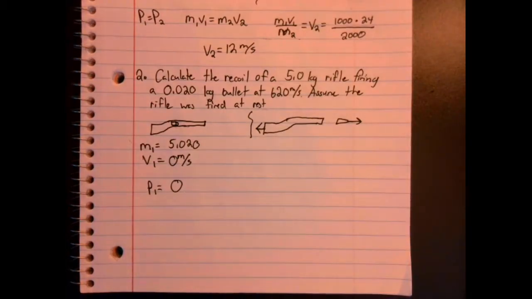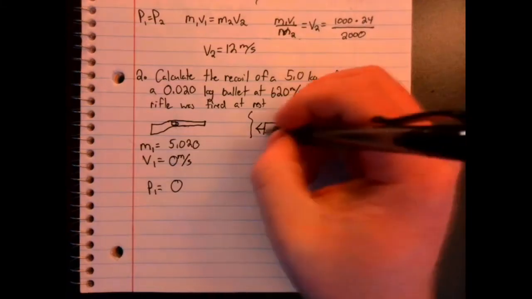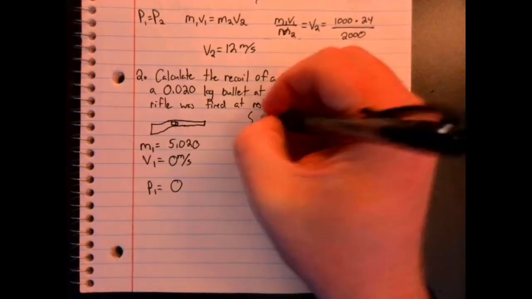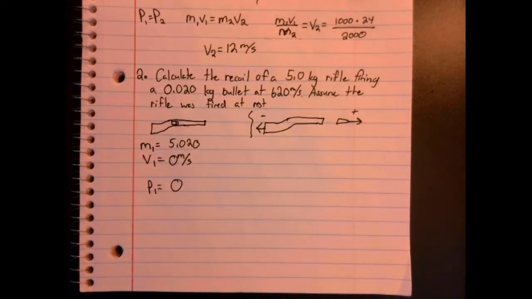It must go back. This is what they talk about when they talk about kick in a rifle or a gun when you fire it, kind of going back into your elbow, or not your elbow. If it goes back into your elbow, you're probably shooting it wrong, but into your shoulder for most rifles. So whatever these two things must be, they must cancel each other out. I'm going to call this the positive direction. I'm going to call this the negative direction.